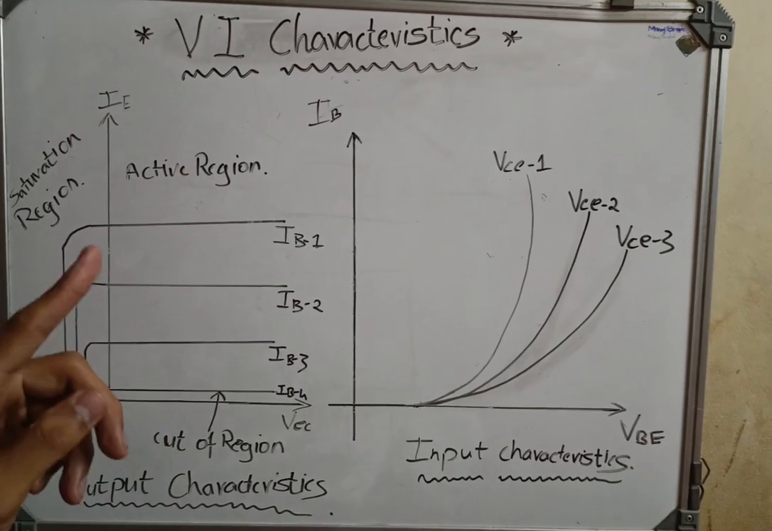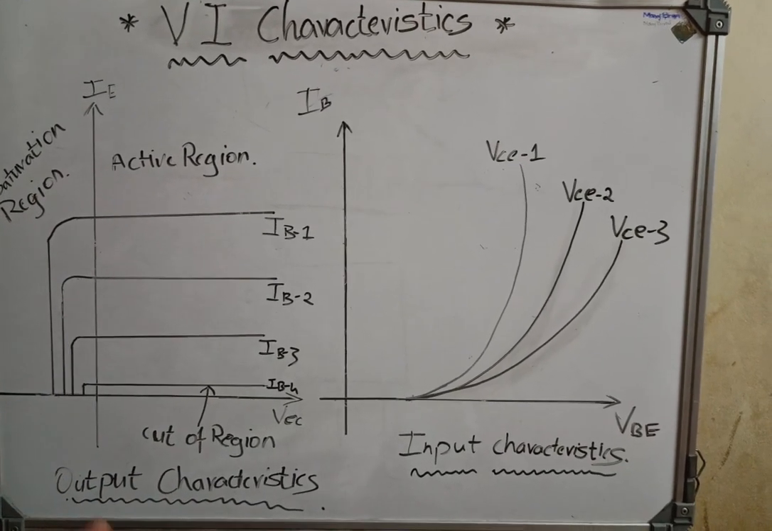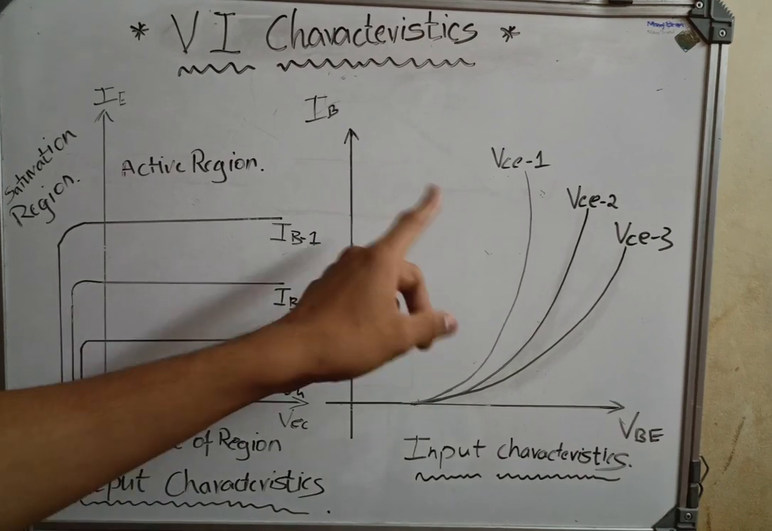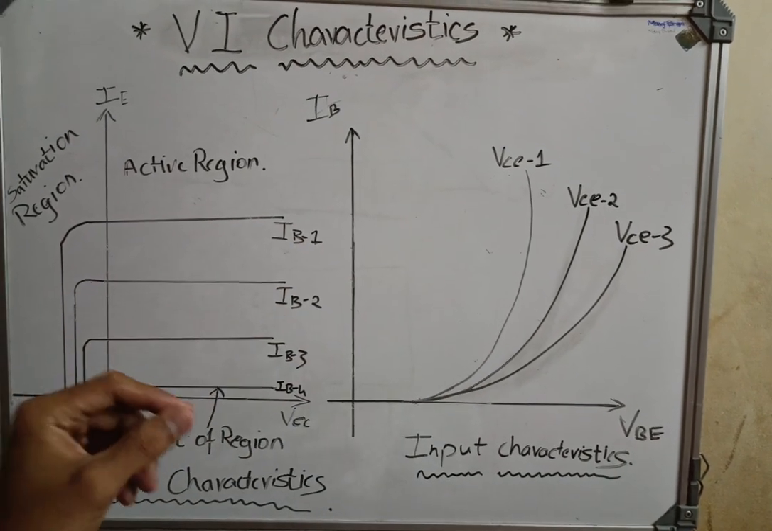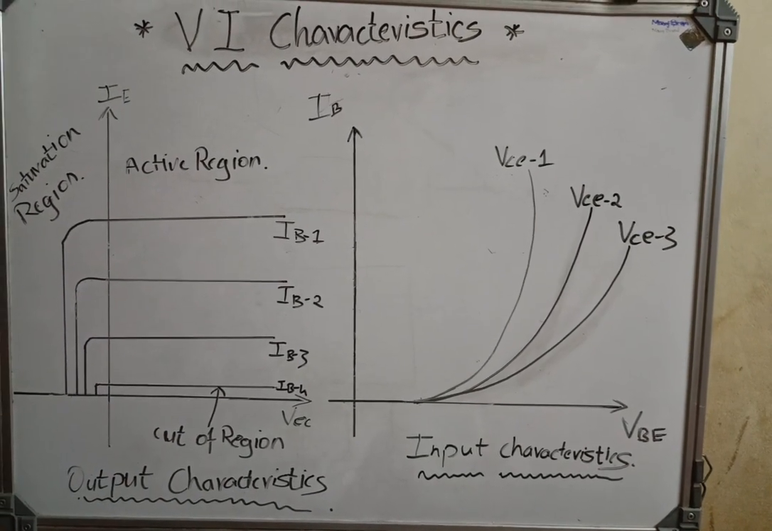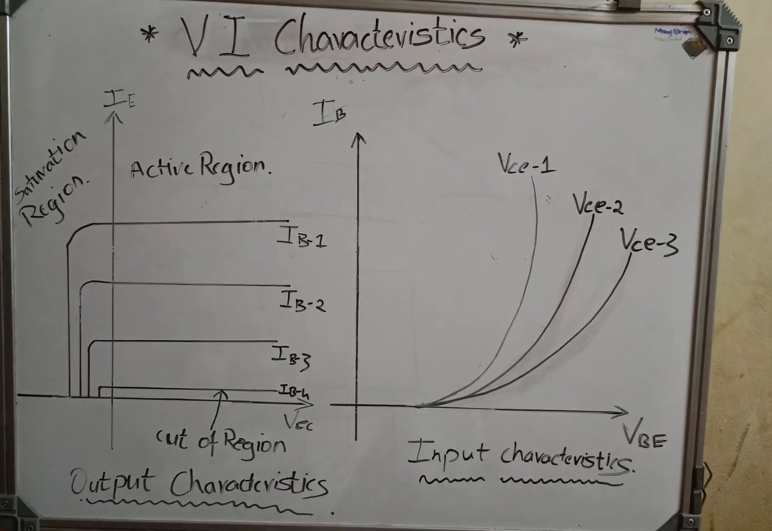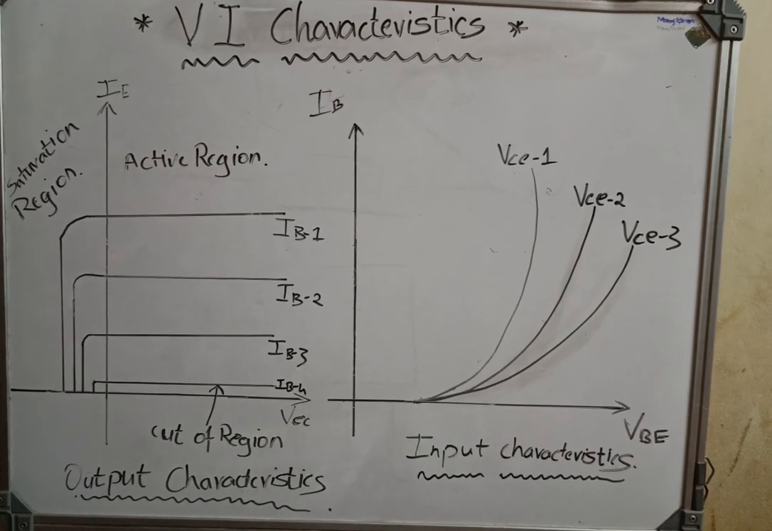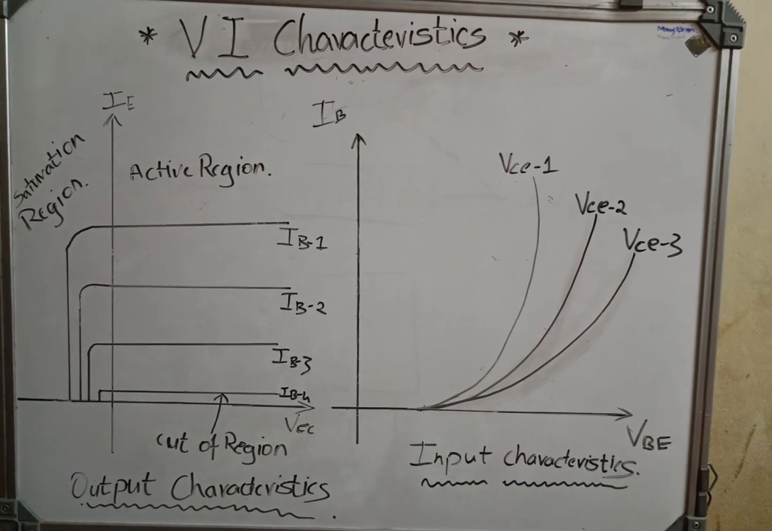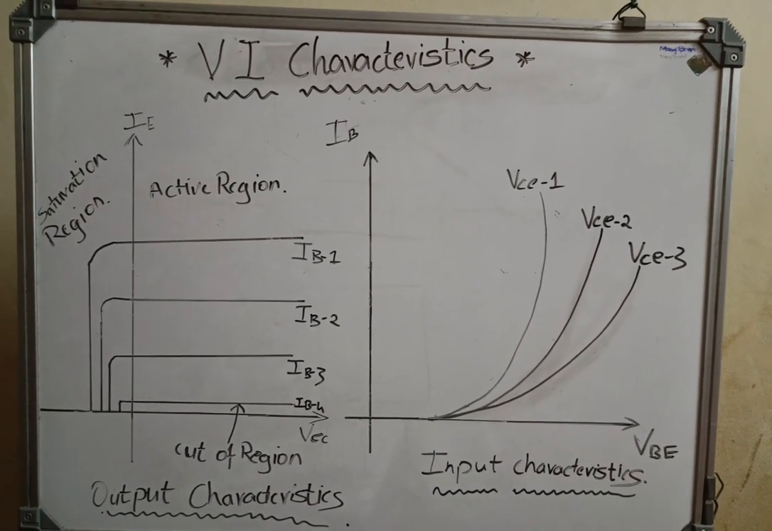Input characteristics: the curve describes the changes in the value of input current with respect to the value of input voltage, keeping the output voltage constant. The output voltage is kept constant and the input voltage and current are varied. In output characteristics, the curve is obtained by plotting the output current against voltage, keeping the input current constant. Current transfer characteristics: this characteristic curve describes the variation of output current in accordance with the input current, keeping the output voltage constant.